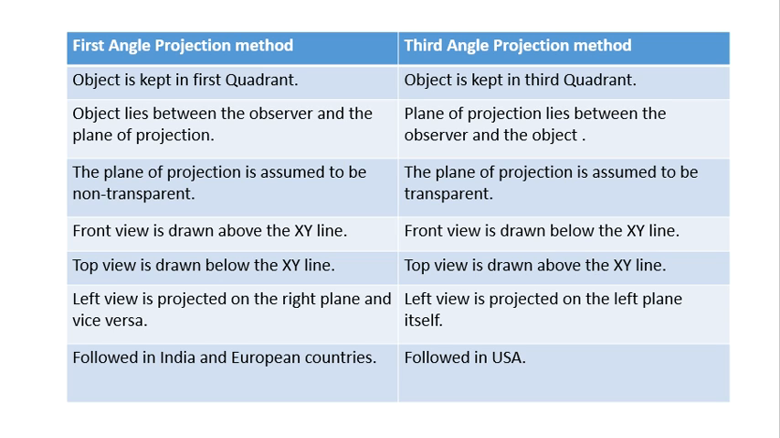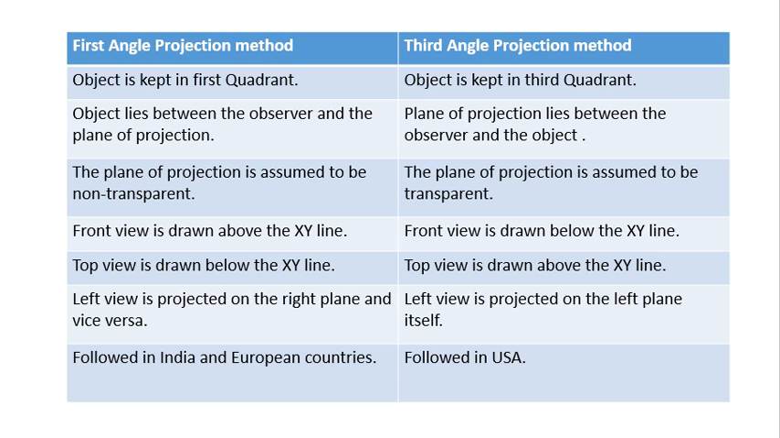Then in first angle projection method, front view is drawn above the XY line. You know the XY line, horizontal line which divides upper half and lower half of a plane. And in third angle projection method, front view is drawn below the XY line. These rules are always followed. In first angle projection method, top view is drawn below the XY line, while in third angle projection method, top view is drawn above the XY line.